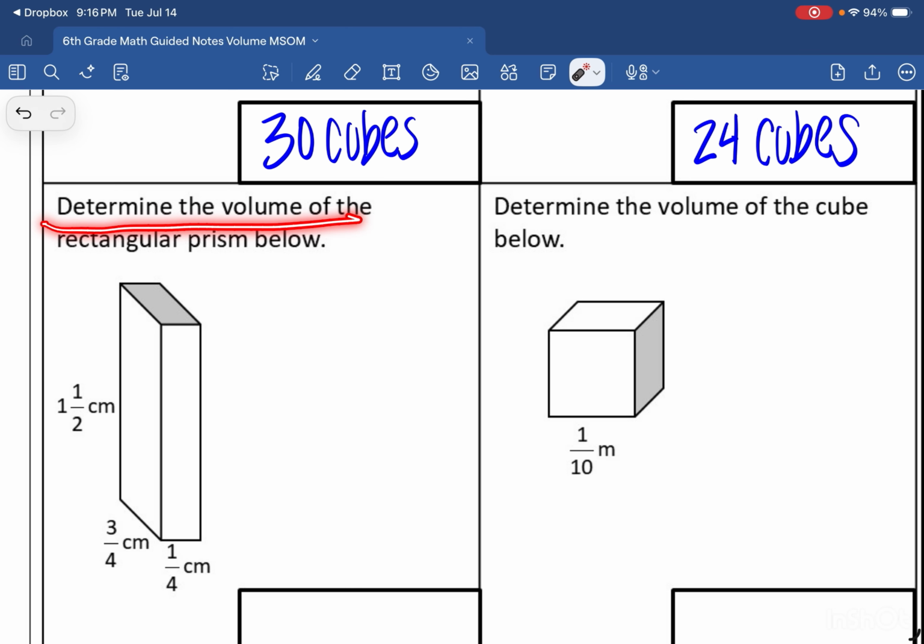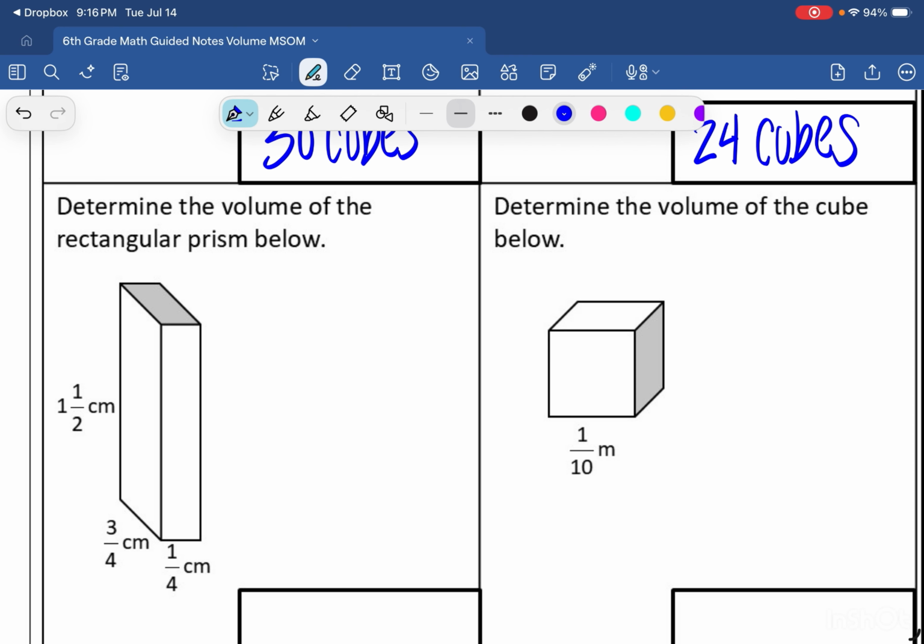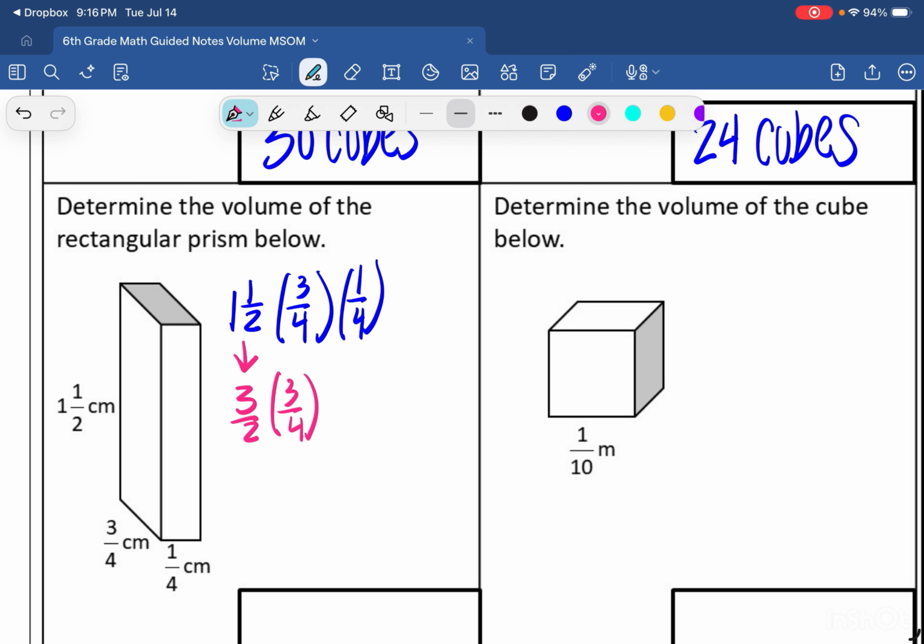Determine the volume of the rectangular prism below. Instead of doing cubes, I'm going to use the formula of length times width times height. So 1 1/2 times 3/4 times 1/4. Let's change 1 1/2 to an improper fraction. So that's going to be 3/2 times 3/4 times 1/4. Multiplying across, 3 times 3 times 1 is 9. On the bottom, 2 times 4 is 8 times 4 is 32. And that would be my volume, 9/32 centimeters cubed.